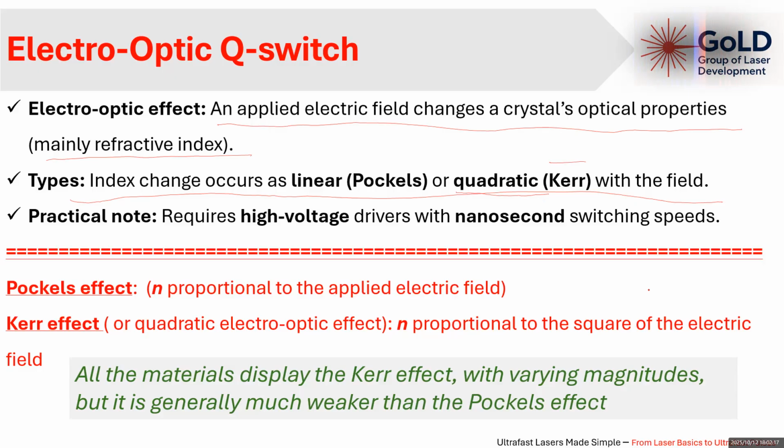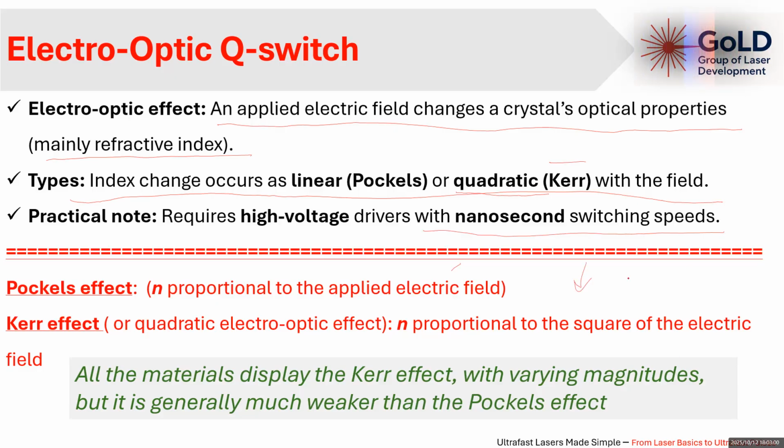If you apply the same electric field to the Pockels cell and to the Kerr effect, in the case of the Kerr effect you don't see much difference. But in the case of the Pockels cell, because it's linear, you see the difference. So high voltage is needed for this effect in both cases, and in the case of the Kerr effect we need much higher. And this device can easily be used for nanosecond, even picosecond switching speed.